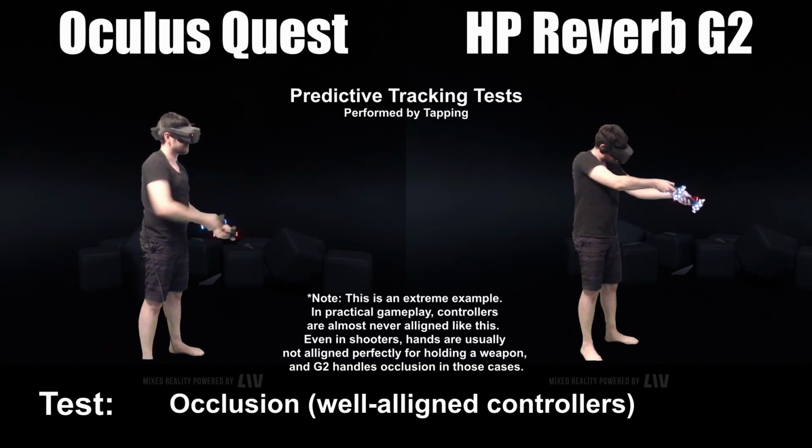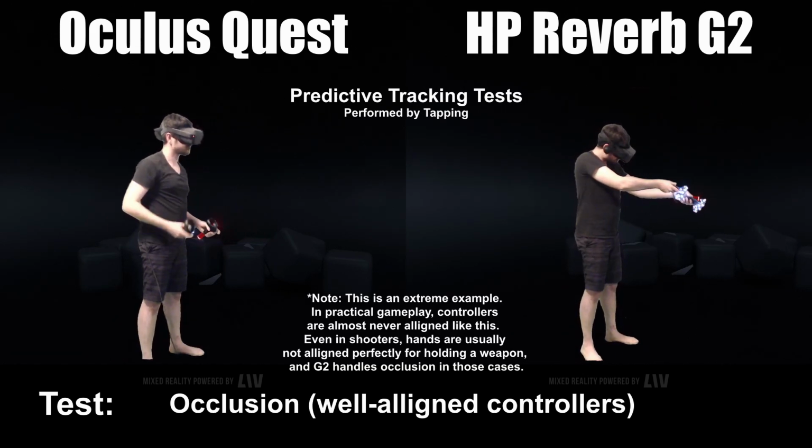In actual gameplay, my controllers are really not going to be perfectly lined up. I'm going to have a little bit of an offset because usually the right hand is a little bit lower than the left hand when you're holding a weapon in VR. So yeah, just keep that in mind too.